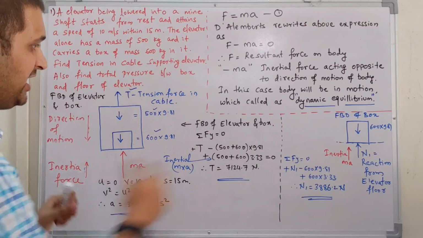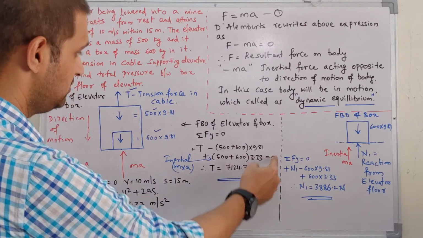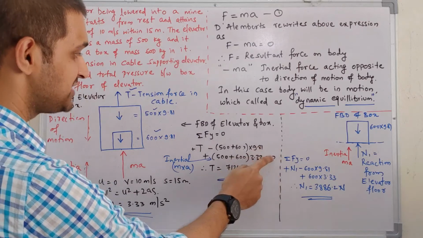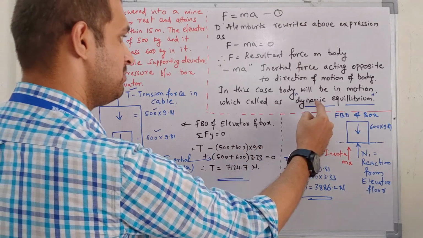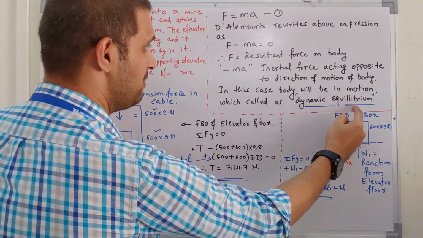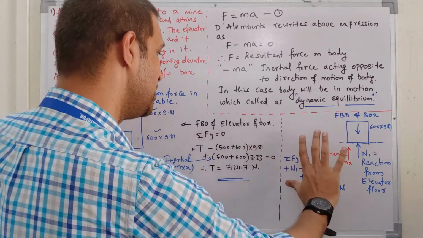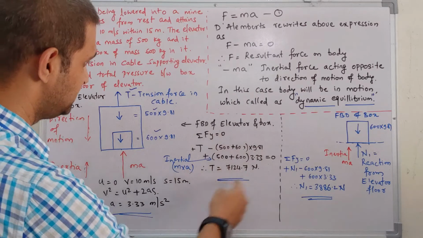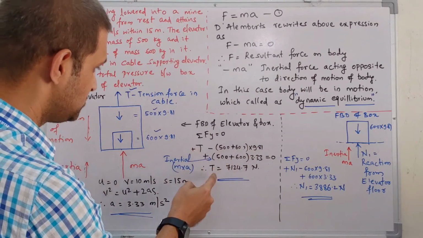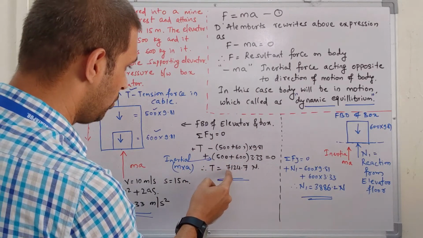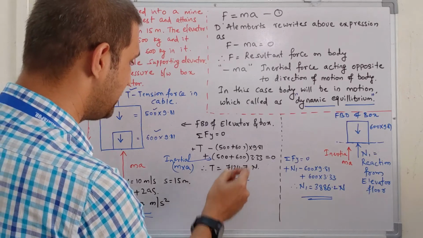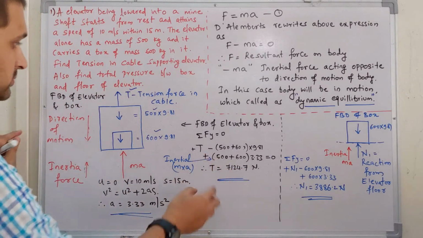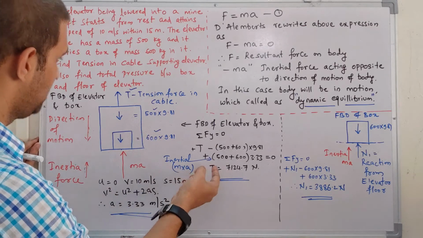So now equating it to 0. Now again, you should not get confused here. When we equate it to 0, it is not a case of static equilibrium. Rather, the body will attain dynamic equilibrium. The body will have its motion continued, which we call a dynamic equilibrium. Now this equation is simple. When you solve for T, you will be getting the value of T equal to 7124.7 newtons.